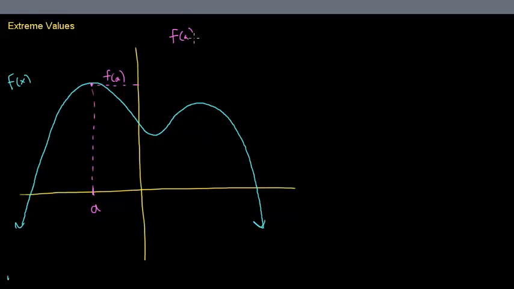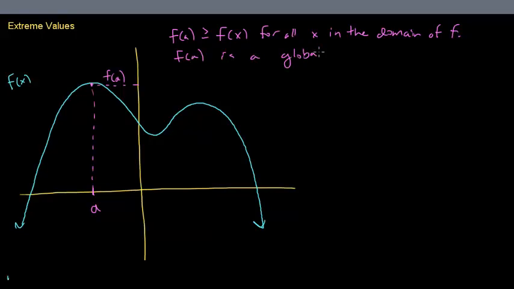So the way we can write that is we can say that f of a is greater than or equal to f of x for all x in the domain of f. What this means is that f of a is what is called a global or an absolute maximum of f.